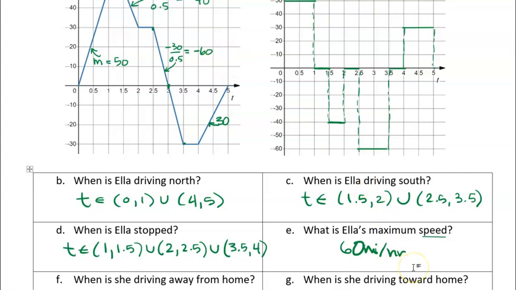60 miles per hour. That's the answer. 60 miles per hour is her maximum speed. It happened to be negative, right? But speed doesn't include direction. The negative just indicates the direction, and negative in this case is south.